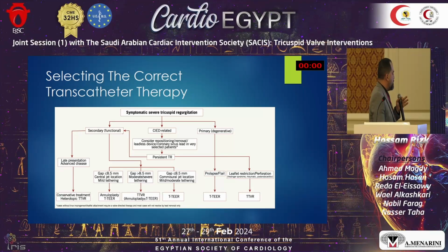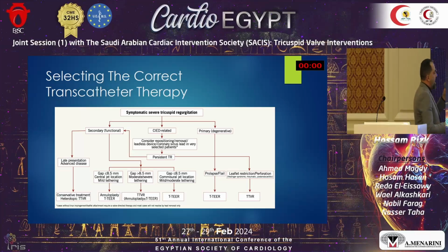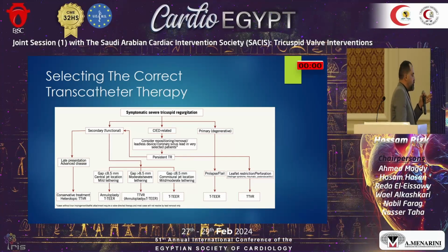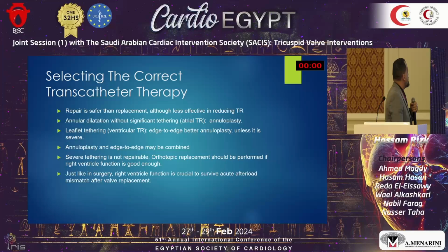And here we have the cutoff point of the gap. The gap less than 2.5, we can use TEER. More than 2.5, we have to use the annuloplasty. If there is severe tethering, we can use annuloplasty and the TEER. If there is perforation or damage of the valve, we have to proceed to the orthotopic implantation. Repair is safer than replacement, but we have to be careful regarding the replacement for the fear of the acute afterload mismatch due to severe pulmonary hypertension.